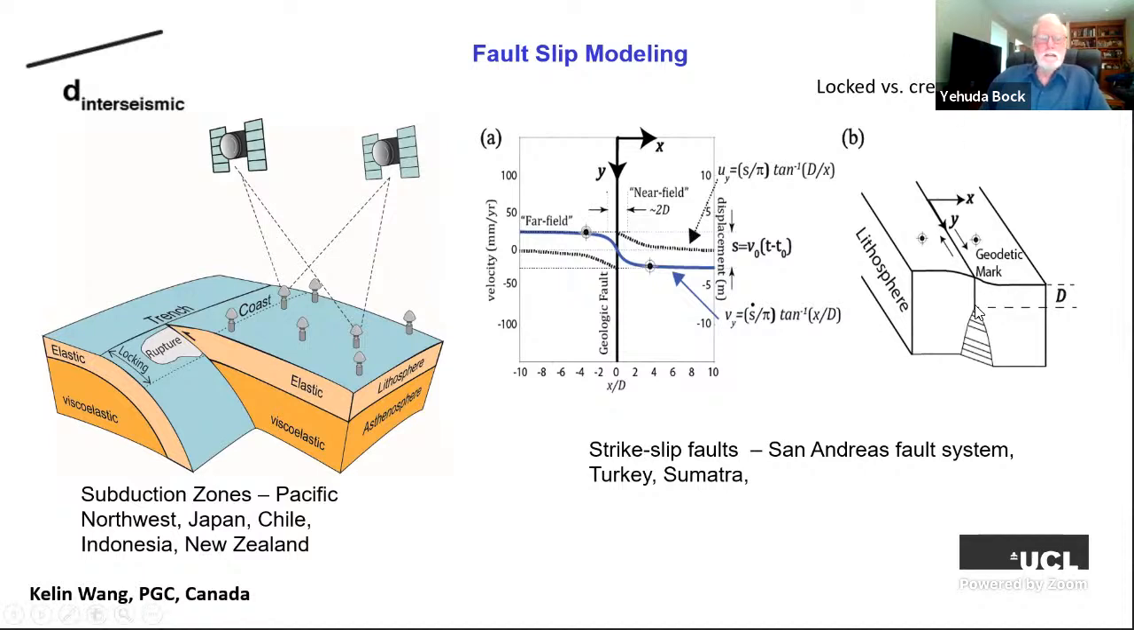So it's a really non-unique problem. You have to really make a lot of assumptions in order to get a model of how the fault is slipping at depth. Okay.